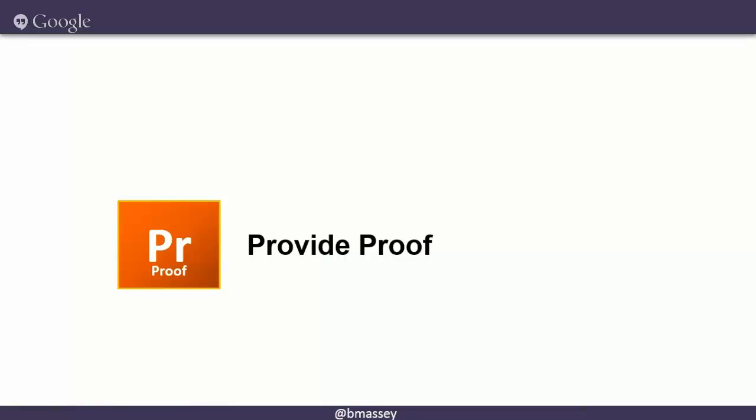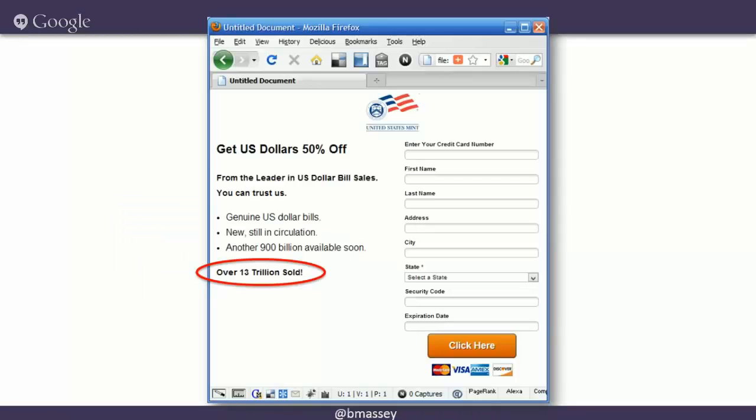The second catalyst we're going to talk about is proof. Now, proof is how you reinforce your claims. So we have this one claim on here, you can trust us. That may not be enough. I went back to the copywriter and said, what additional proof could we put on here? And they came back and said, how about we tell them how many we've sold? And as it turns out, if you're going to do proof, the more specific you are, the better.